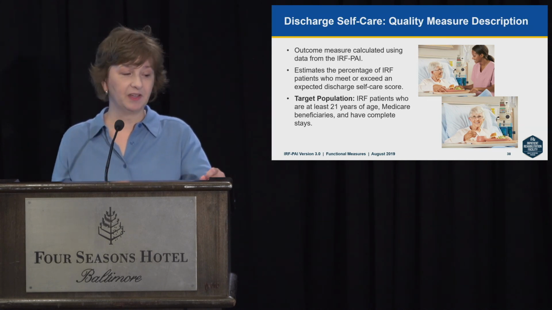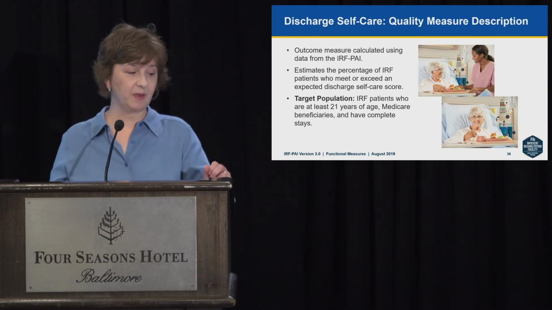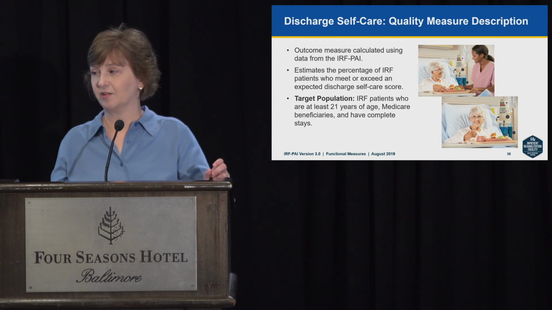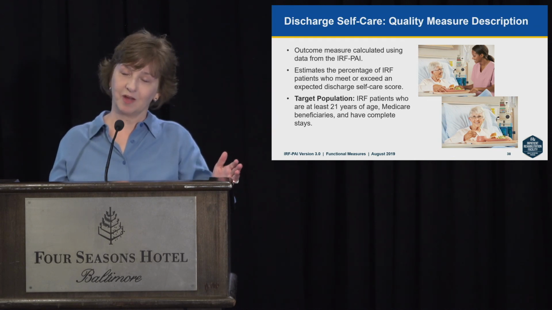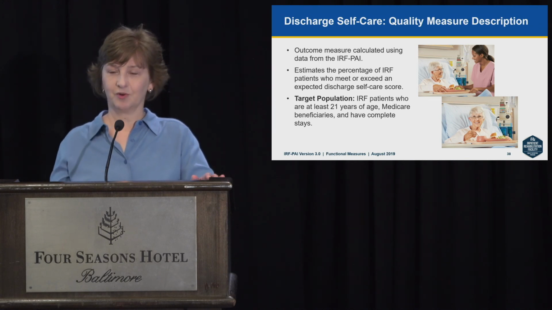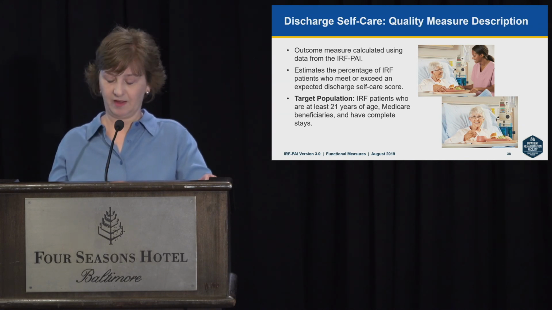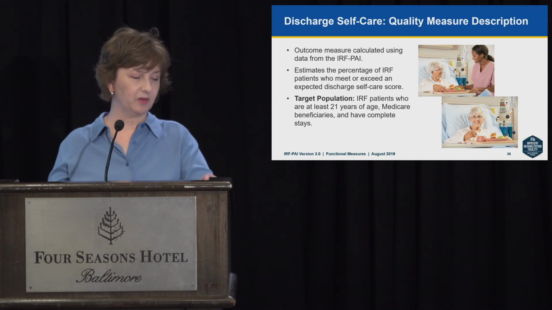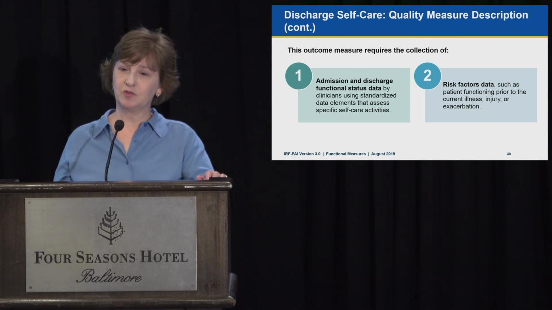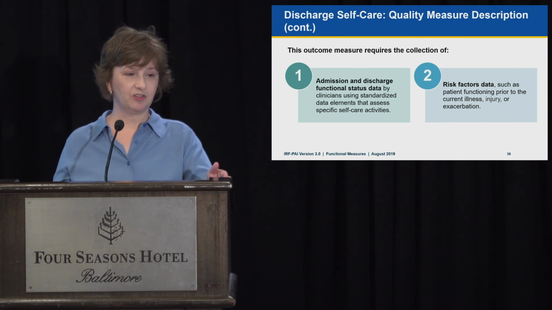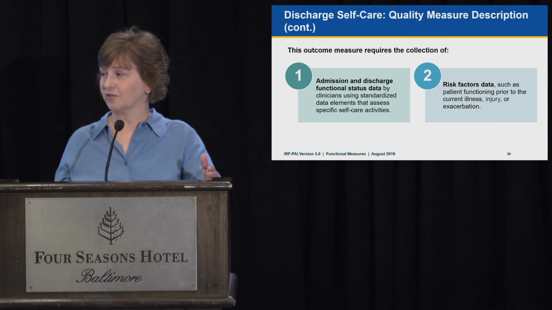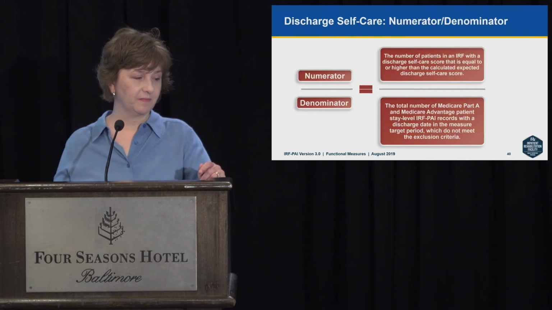The target population is the same as the other measures: IRF patients who were at least 21 years of age, Medicare beneficiaries, and have a complete stay. Just like the other measures, without discharge data you're not really able to look at functional improvement, so those patients who have an incomplete stay are excluded. For this outcome measure, the same two types of data are used: the section GG function data and the risk adjuster data.